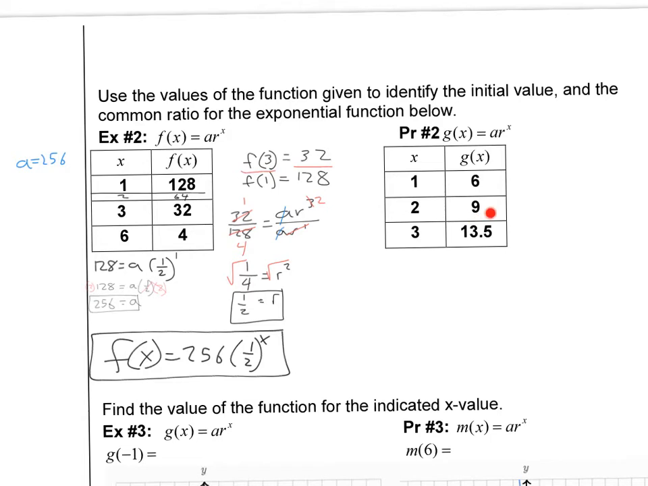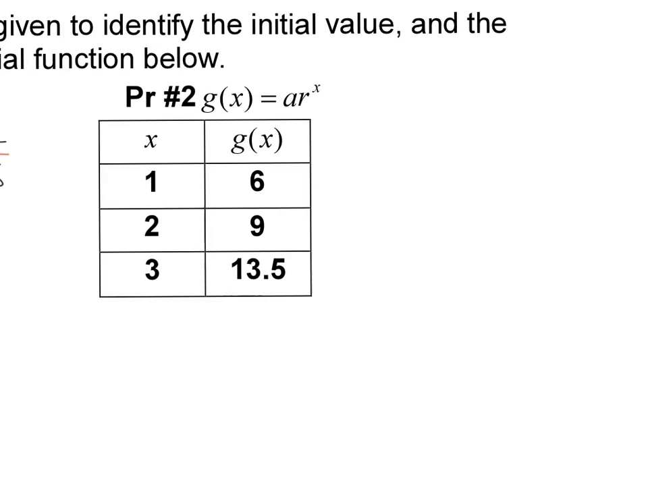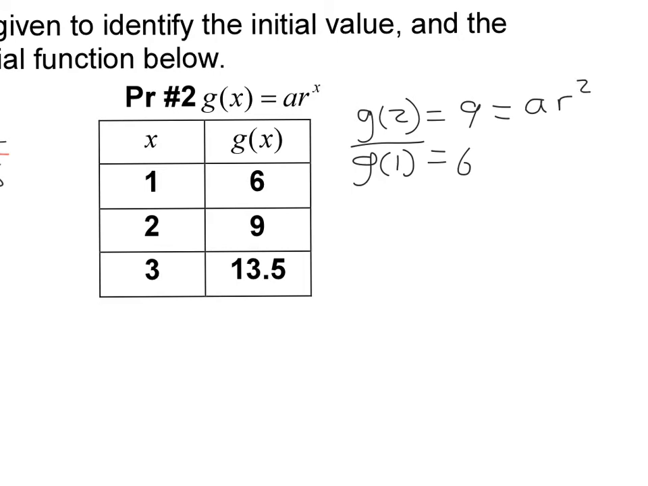I would use these 2 points here. And remember, we take the bigger r value, we put it on top. So I would say, this is how I would start. I would say that g of 2 equals 9, and divide that by g of 1, which equals 6. And then actually write out the functions as well. So that means 9 would equal a r to the 2, and 6 would equal a r to the 1.